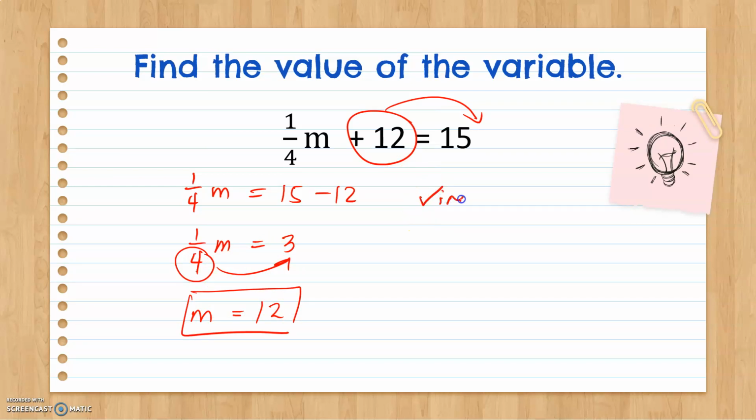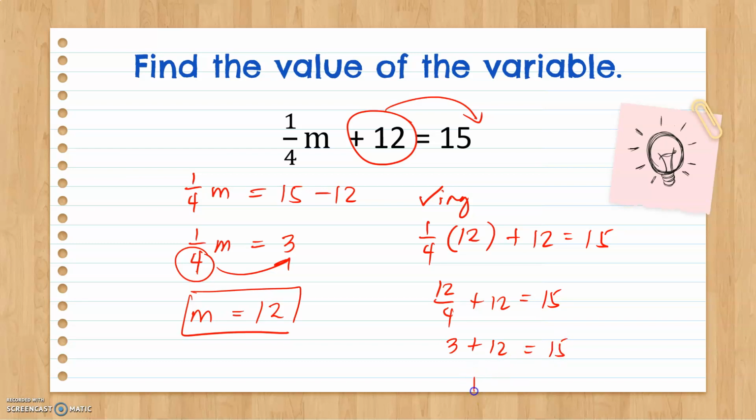For checking, again, we'll just simply have to substitute m with the value we got, which is 12. Then, 1/4 times 12 is equal to 12 over 4. And 12 over 4 is equal to 3 plus 12, that is equal to 15. Since both sides are equal, then the value we got is correct.